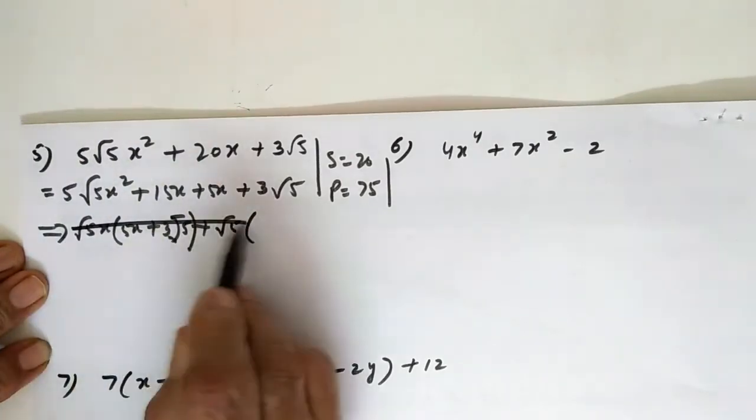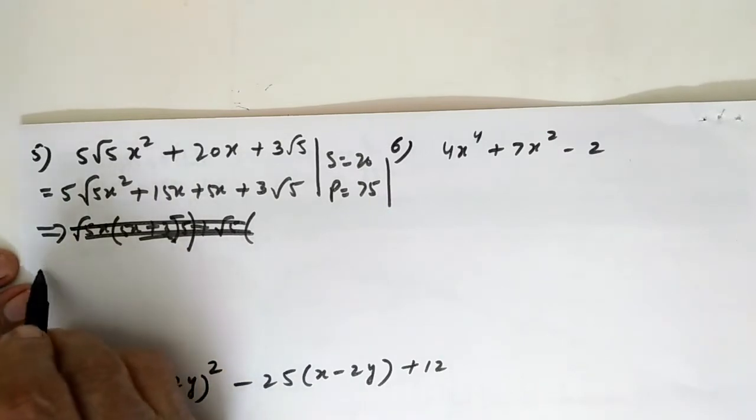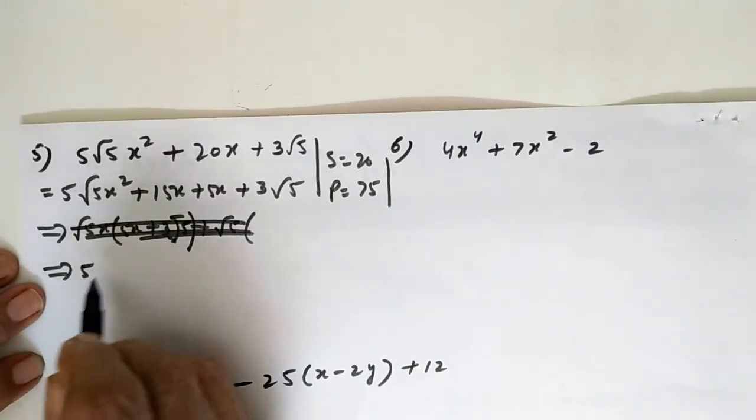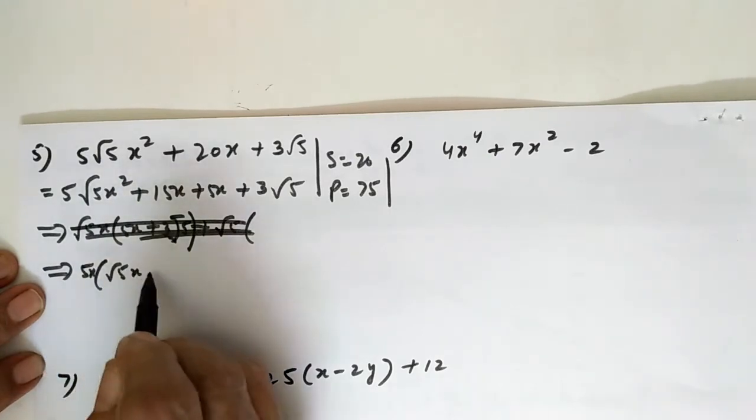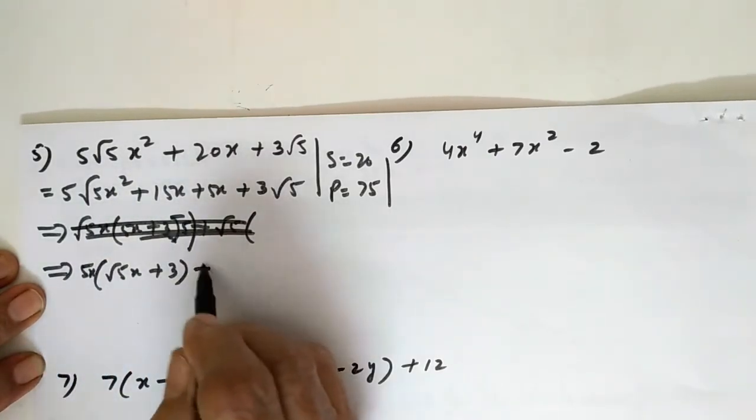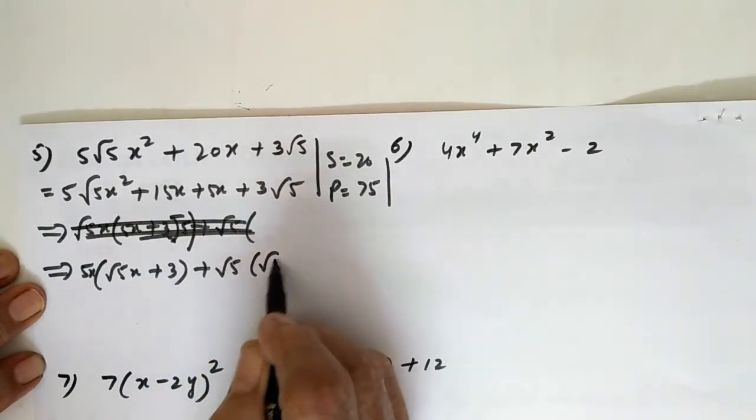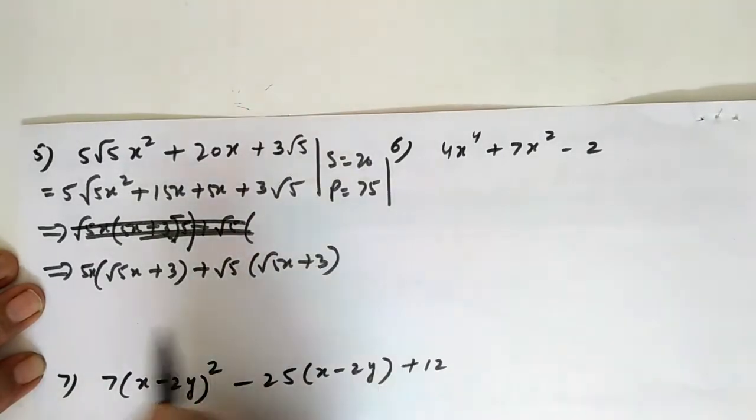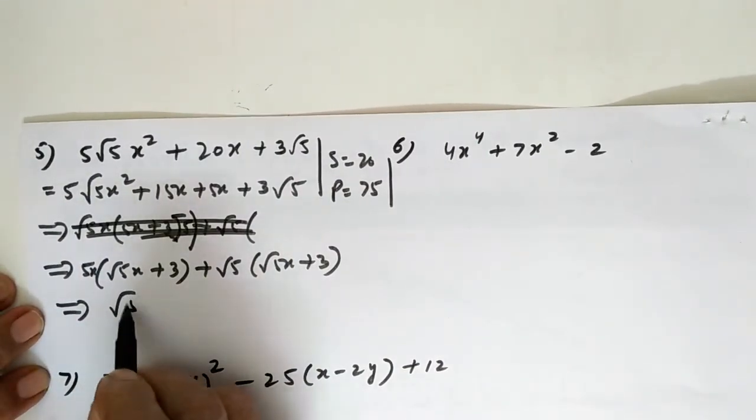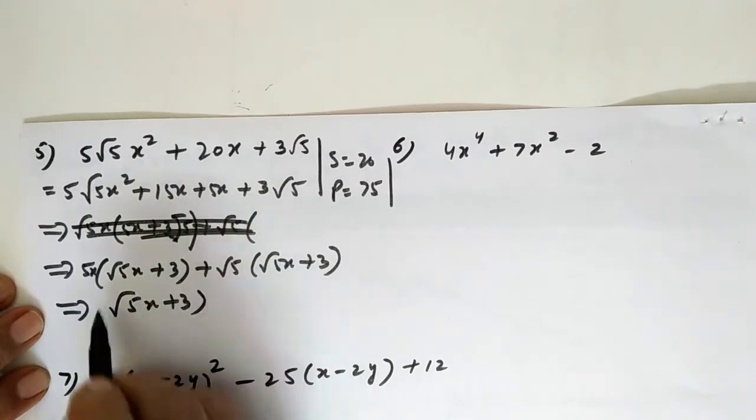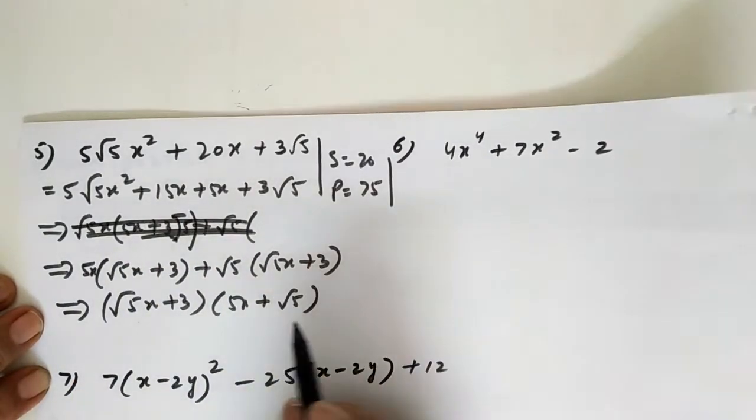ये यहाँ से इसको छोड़ो बेटा. You can take 5 common. From the first two terms, let us take 5 common. Root 5x into root 5x plus 3 plus root 5 common, again it is root 5x plus 3. Now it's okay. So again you are having the same bracket, root 5x plus 3 and 5x plus root 5. ये हमारा हो गया.